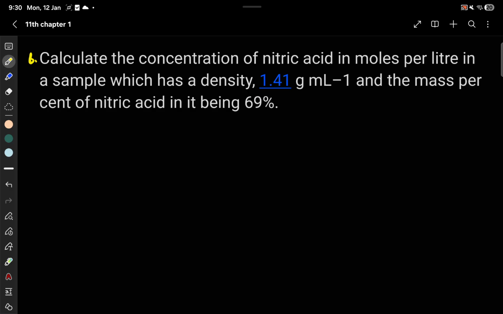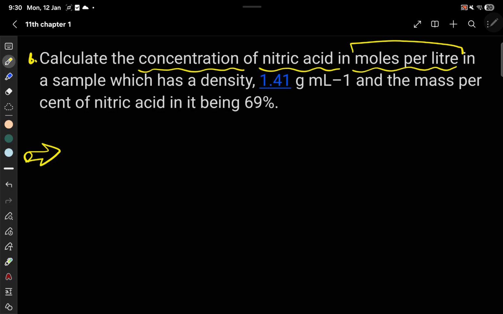In this question they are asking you, let's first read it up, to calculate the concentration of nitric acid in moles per liter. Okay, so here is where our question is going to get started. They are asking you to calculate the concentration of nitric acid in moles per liter. Most of the students get confused in the first line about what we need to calculate.